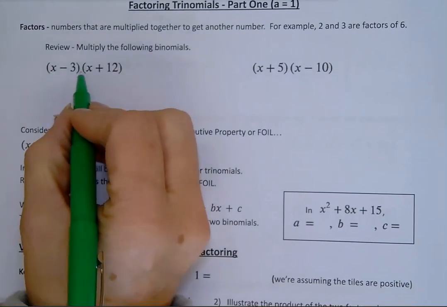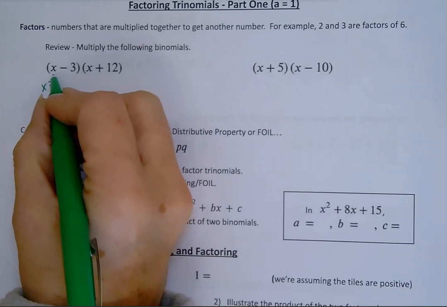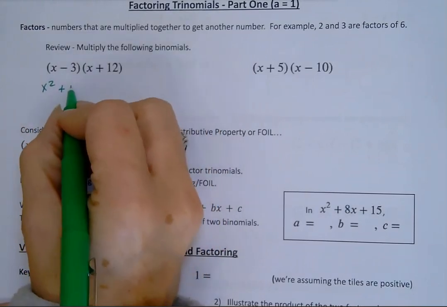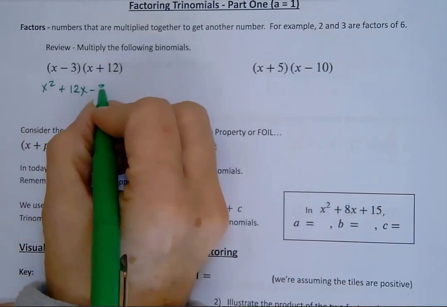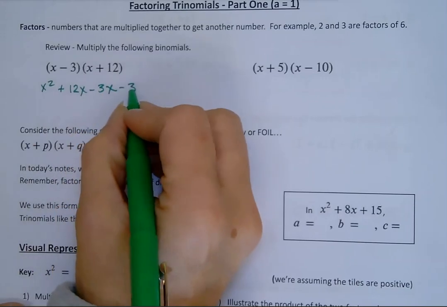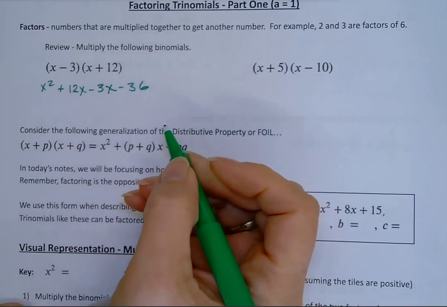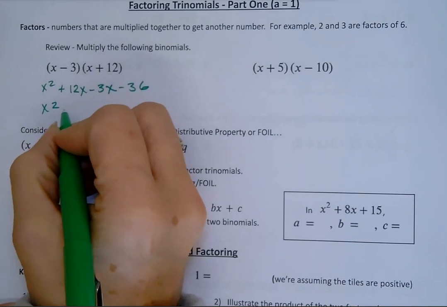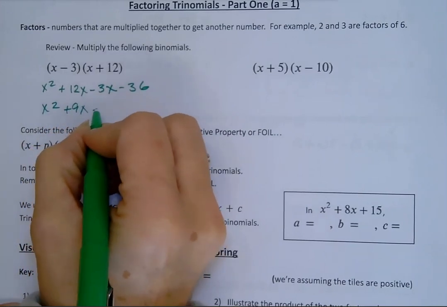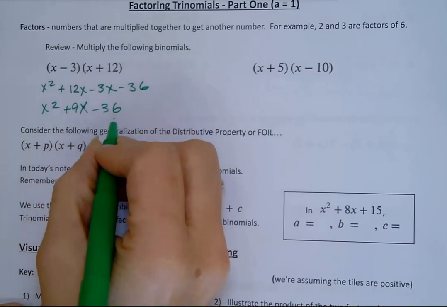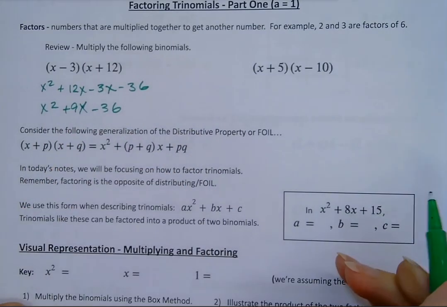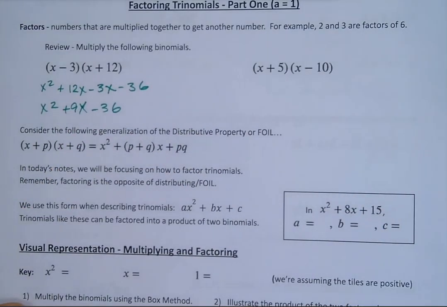So I'm just going to say x times x is x squared. Outer is going to be x times 12, which is 12x. Inner is negative 3x. And last is negative 36. And then, of course, I want to combine like terms. So I'm going to have x squared plus 9x minus 36. So if I multiply these two binomials together, I'm going to get a trinomial as my answer.